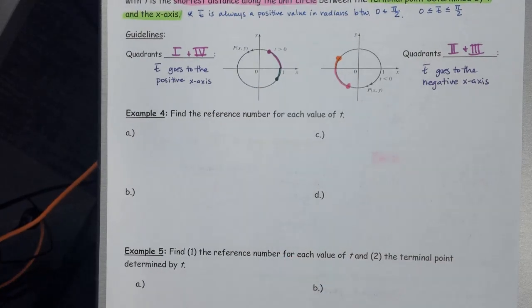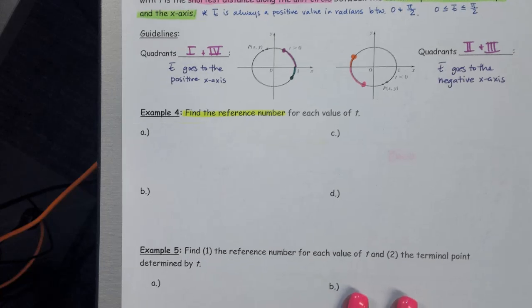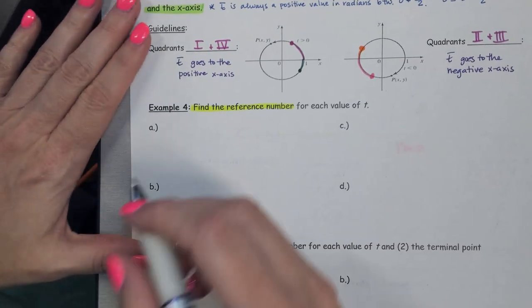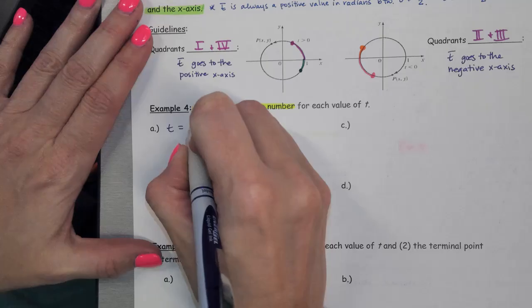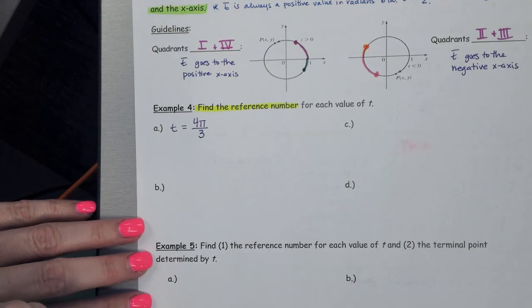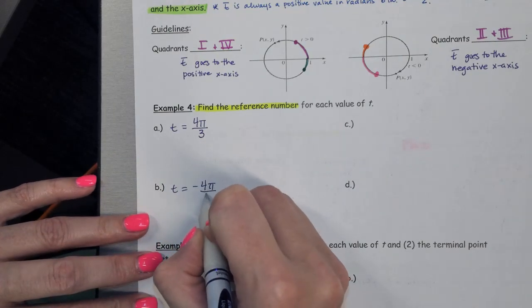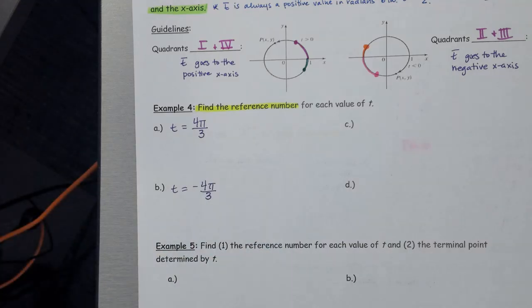Okay, so we're going to find the reference number for each value of t. Okay, when you did this in Algebra 2, it was called finding the reference angle. So I'm going to have you do A and B. So in A, your t value is 4 pi over 3. In B, it's negative 4 pi over 3. Okay, what I'd like you to do is I would like you to make a visual representation of where those values are. So what quadrant does it end up in?